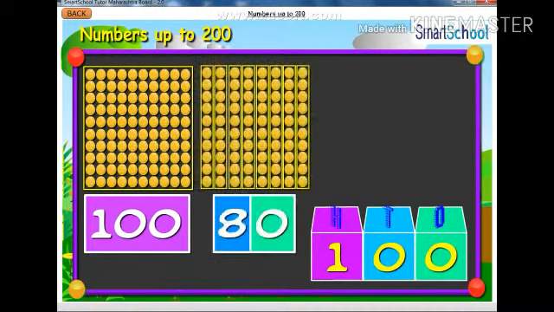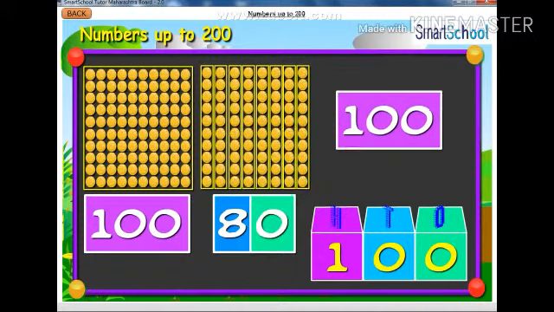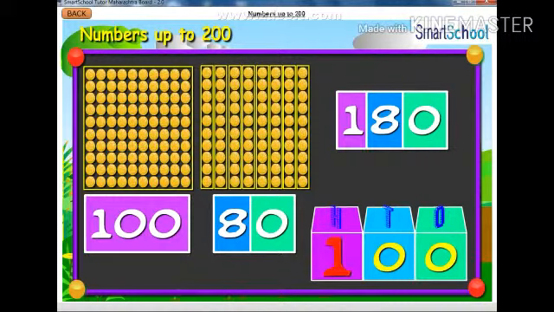Or, in case we add 80 laddus to it, since here 8 tens are added and 0 ones are added, we will add 8 to the tens digit and 0 to the ones digit. So it will become 180, or we will call it as 180.